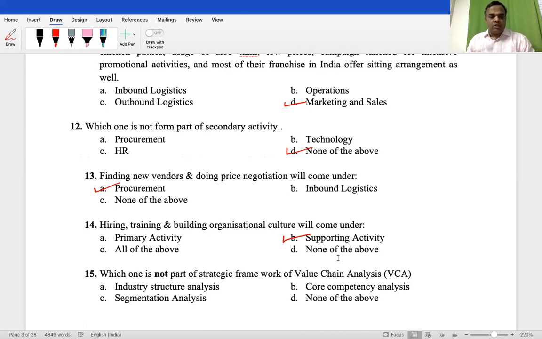Which one is not part of the strategic framework of value chain analysis? Industrial structure analysis, core competency analysis, segmentation analysis, or none of the above. None of the above. All three come under the strategic framework of value chain analysis, therefore none of the above.